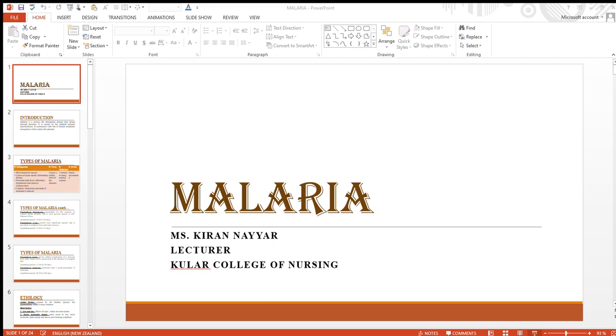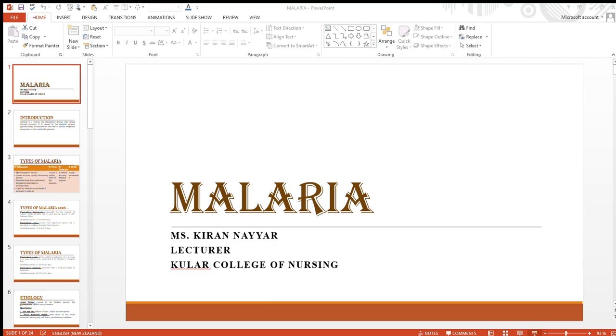Next is Plasmodium ovale. It has a dormant liver stage which can be reactivated in the absence of a mosquito bite. Incubation period 17 days. Next is Plasmodium malariae. It represents only a small percentage of infections. Incubation period 28 days.